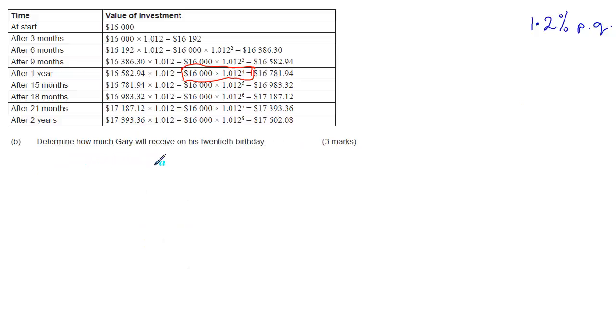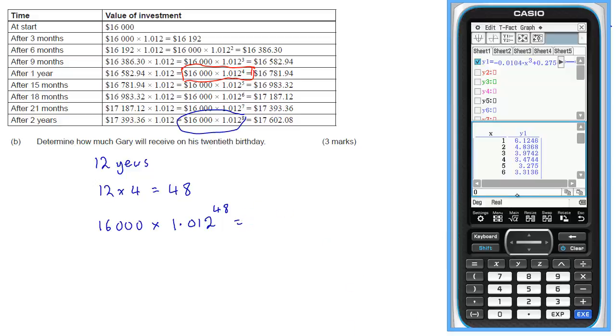Determine how much Gary will receive on his 20th birthday. We were told he was 8, and so he would receive it in 12 years. So that's going to be 12 times 4 is equal to 48 compounding periods. Then using a calculation of this type, we can do 16,000 times 1.012 to the power 48. So we'll just calculate that.